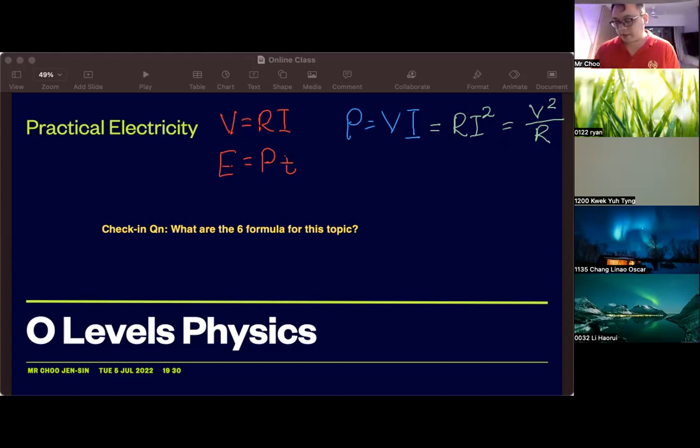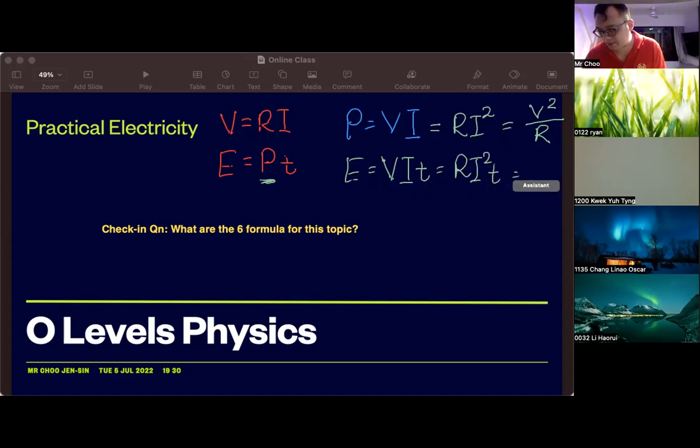Then the second one here, E is equal to PT. P is VI, so you can just write down VIT. You can derive from there. And then the rest of the items, you just follow on top, add a T behind and you get the answer. Understand? So these are all the 6 formulas that you need to know. The only new one is the blue one. The 2 red ones, you have already learned prior to this topic.